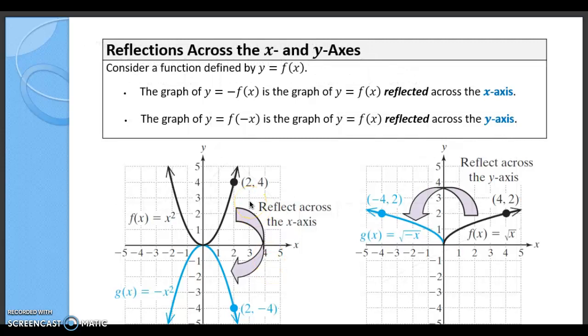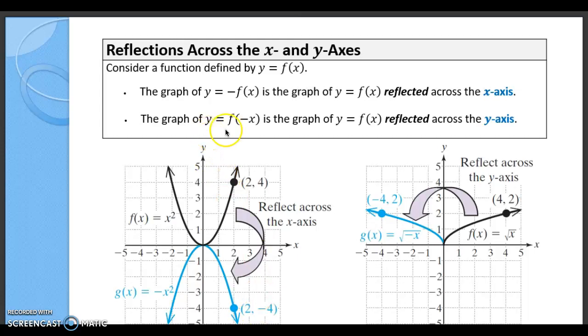So if we consider the graph of f of x, then the graph of negative f of x is reflected across the x-axis. What does that look like? That looks like this first graph right here, where what we're doing is we're taking all of these outputs, or the y values, and we're making them negative. So if we have a 4, that becomes a negative 4, and it flops it over the x-axis.